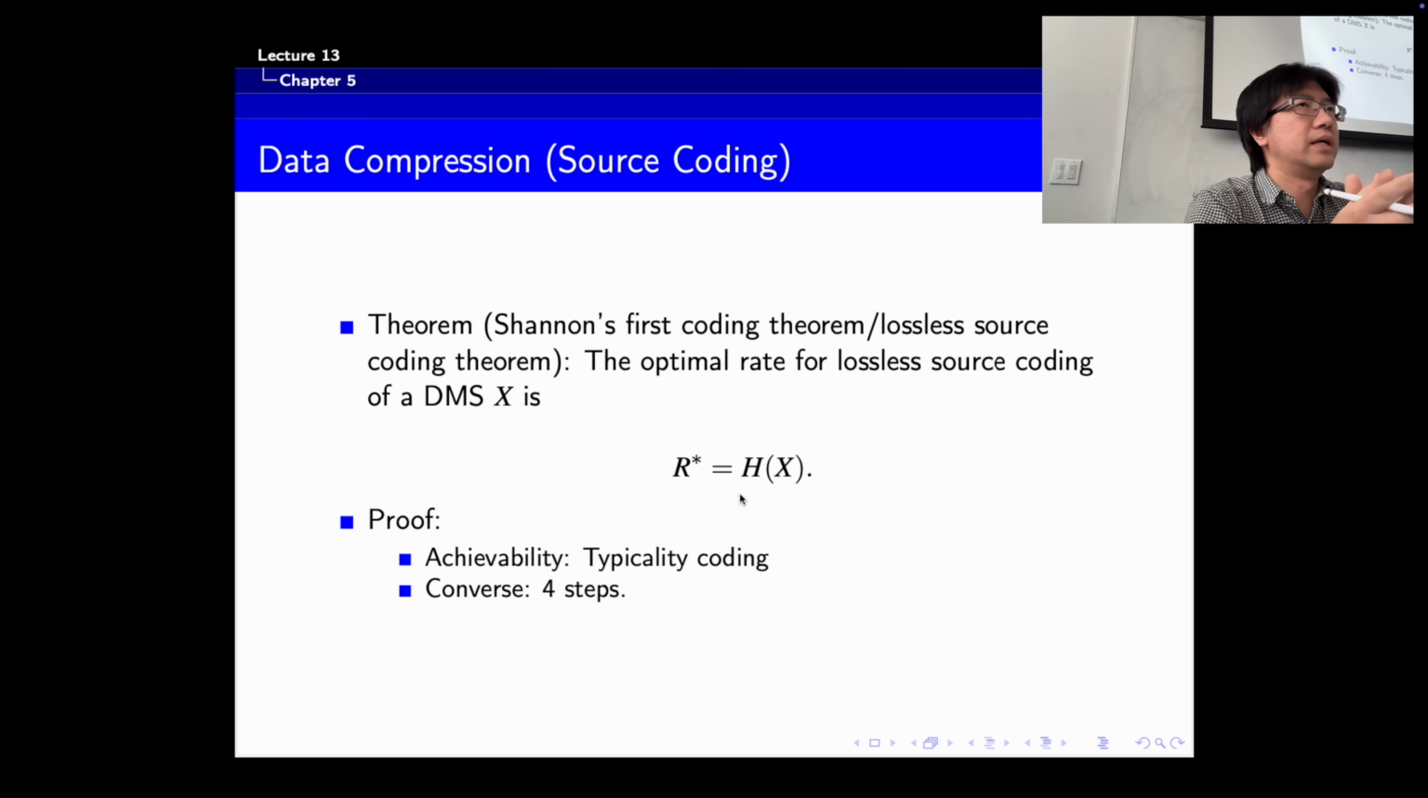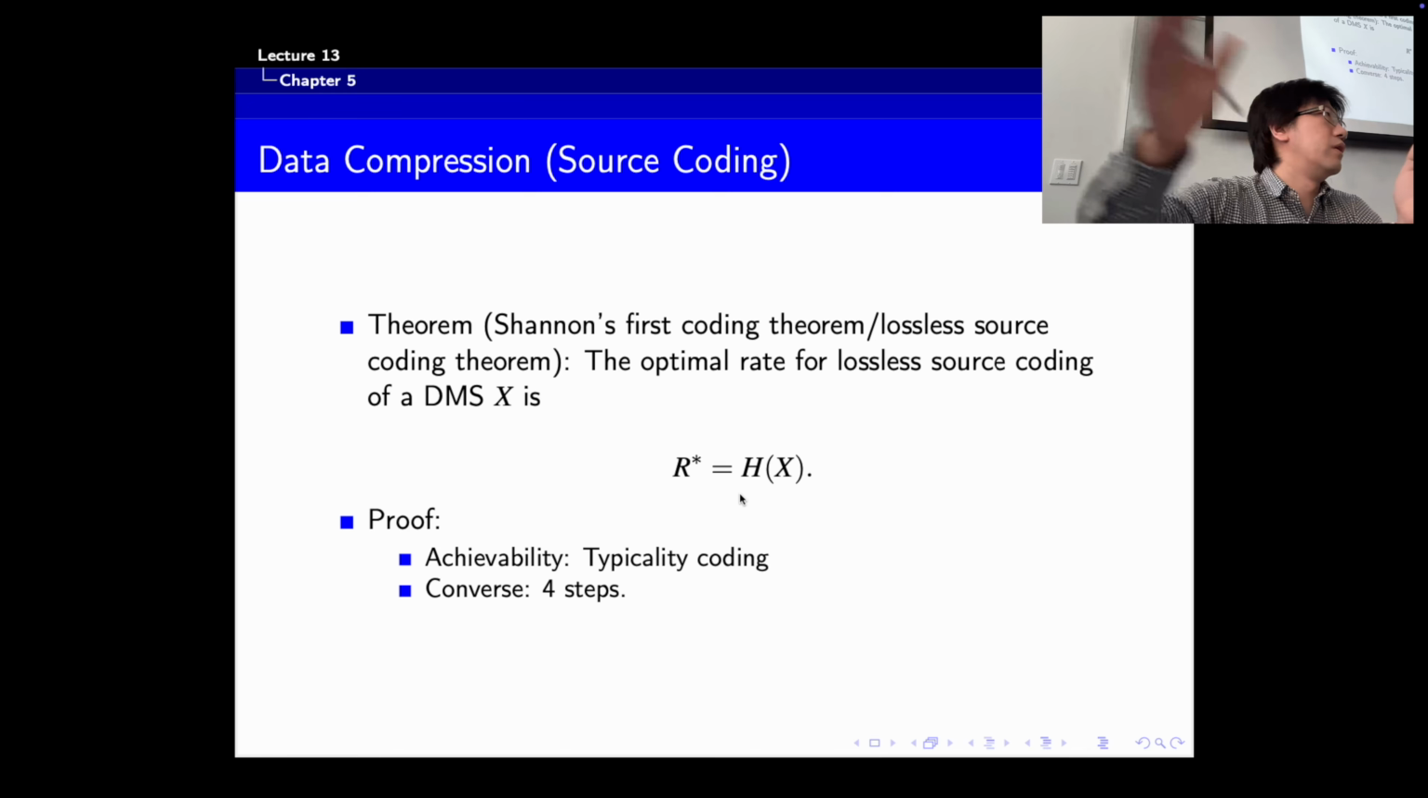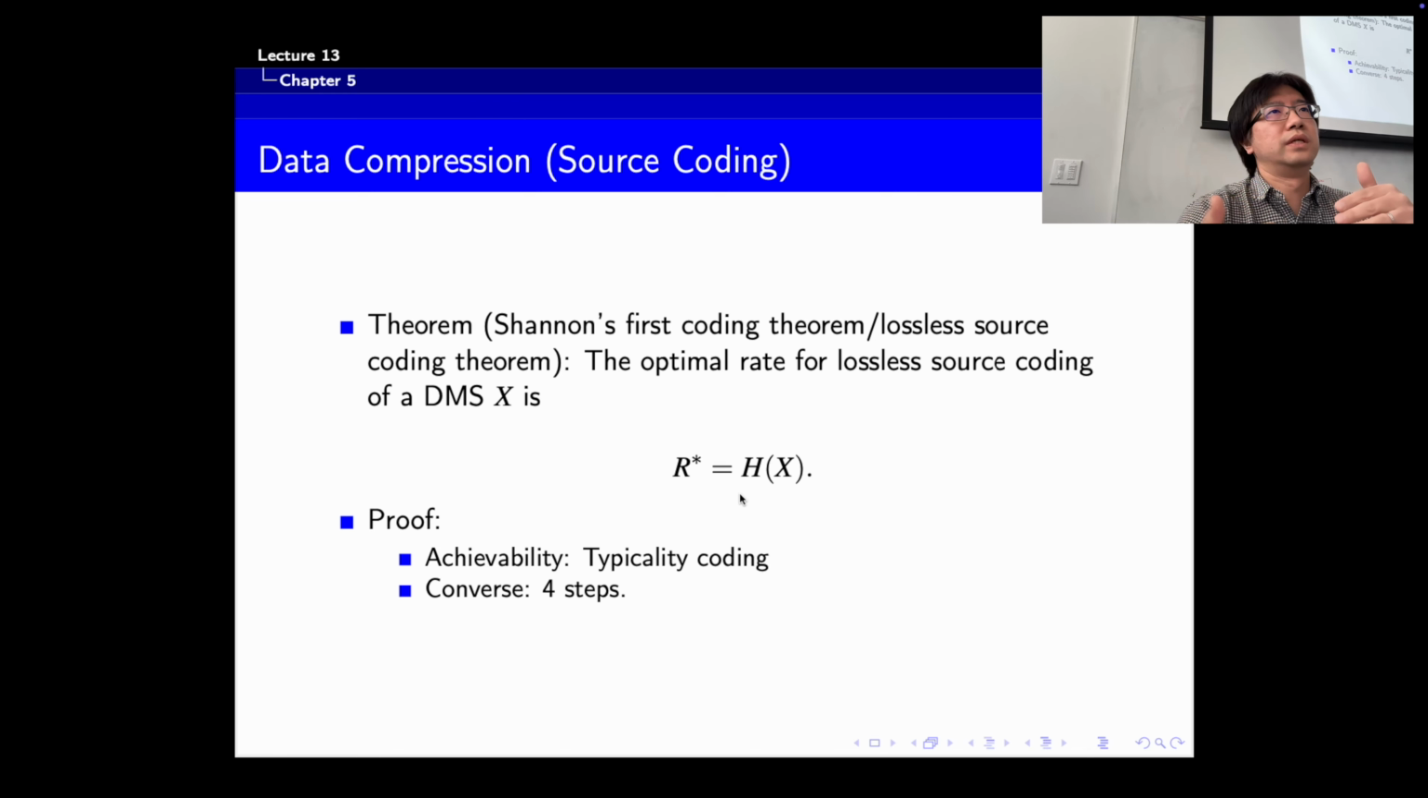For example, let's say you have a Bernoulli source, like flipping a coin with probability half every time, and you do that for a long time. If you want to encode this information, at most you need 1 bit per symbol. That's basically what it means.